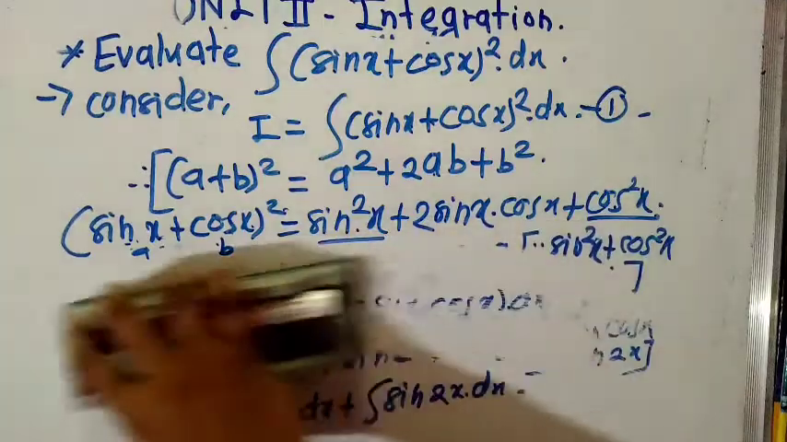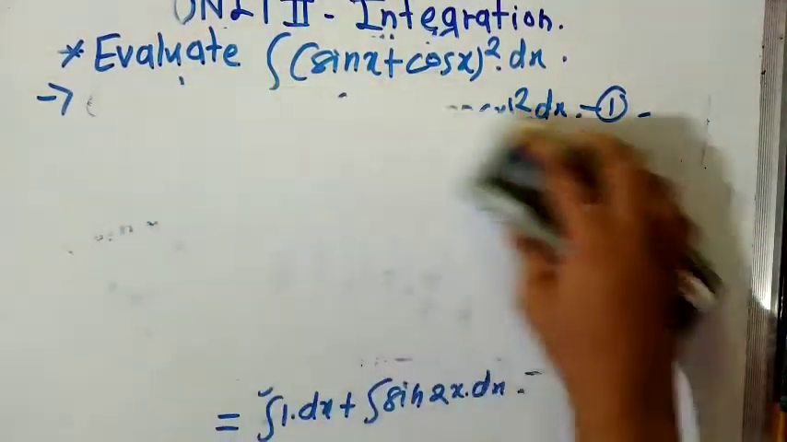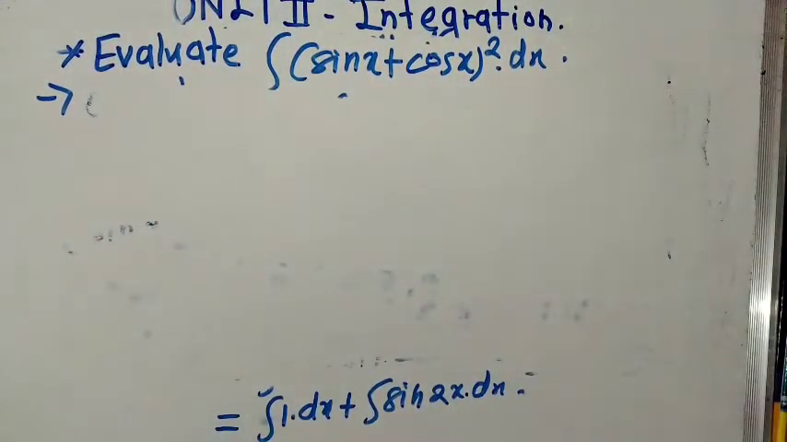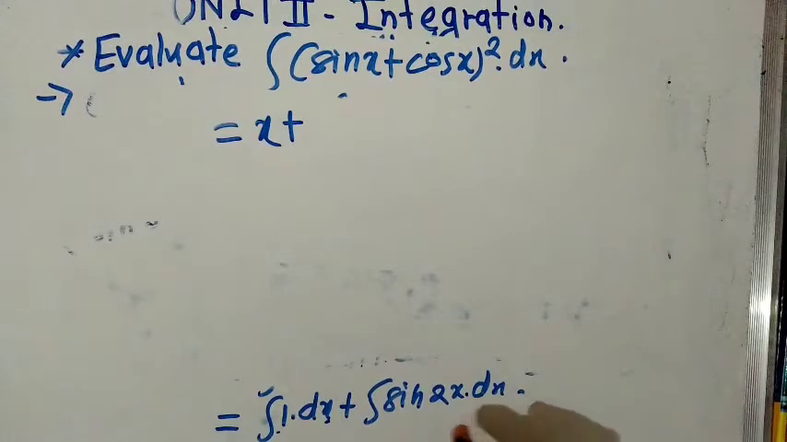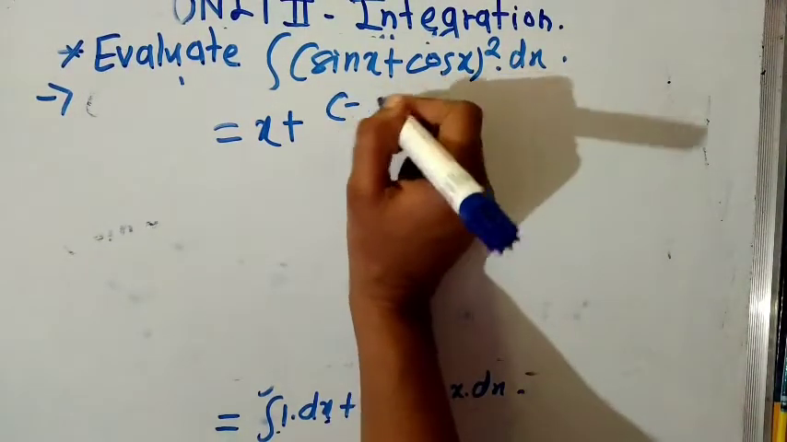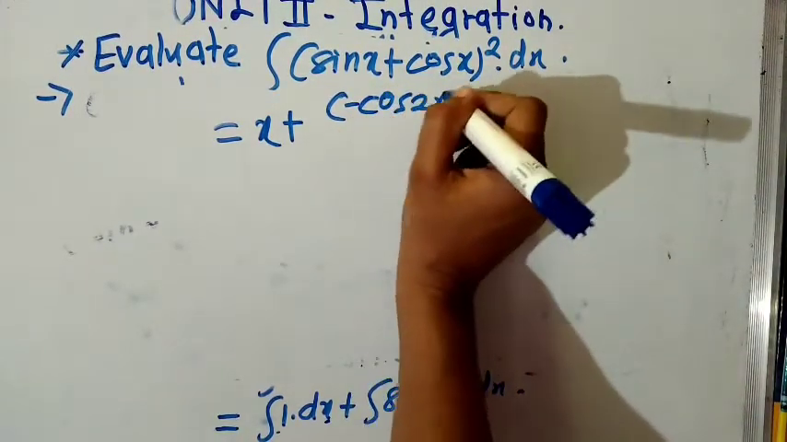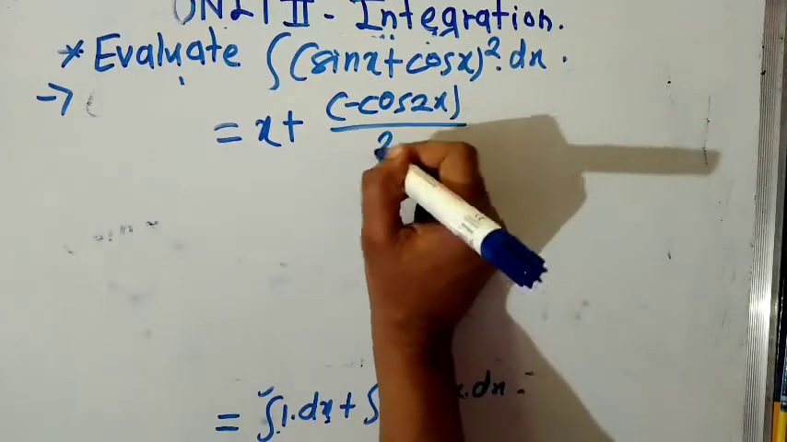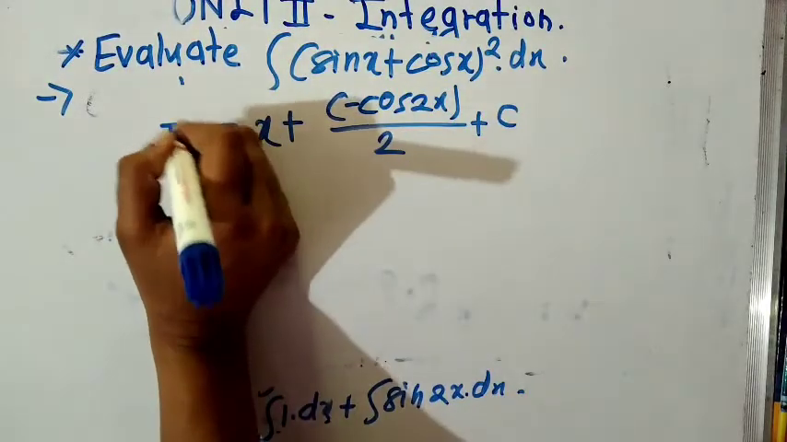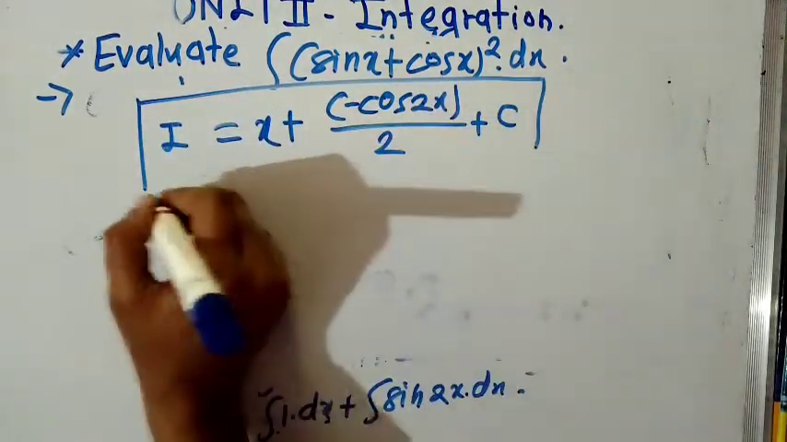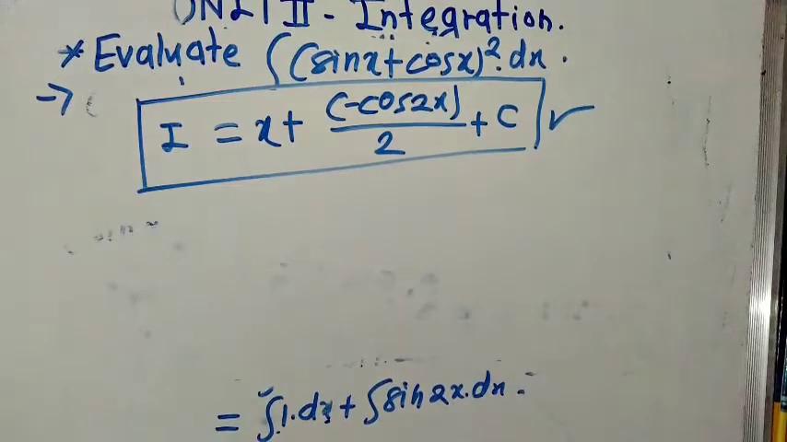Then here integration of dx is x, plus integration of sin 2x is minus cos 2x upon 2, plus c is the integration of this integral.